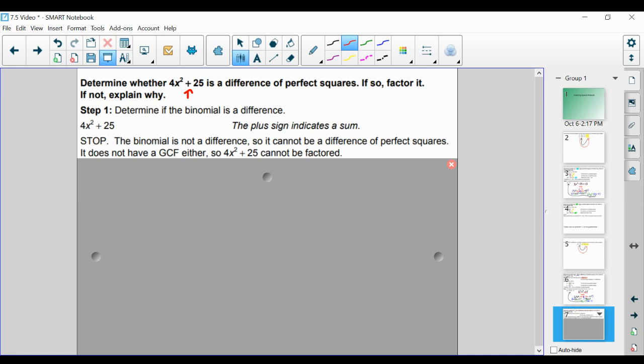It also doesn't have a greatest common factor, so 4x squared plus 25 cannot be factored. And if you were to go through the grouping method, you would find that there are no factors of 100 that when we add them together give us 0, but multiply together to give us 100. So we find that that is not going to happen.